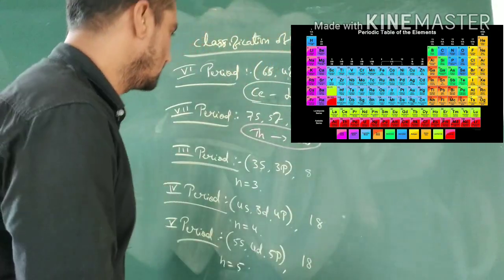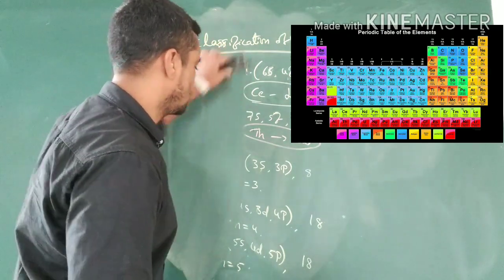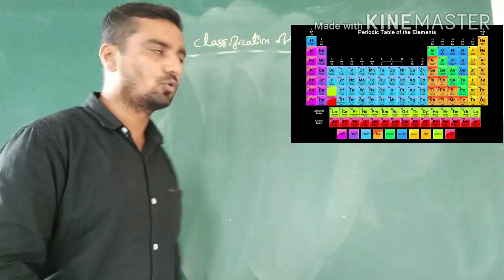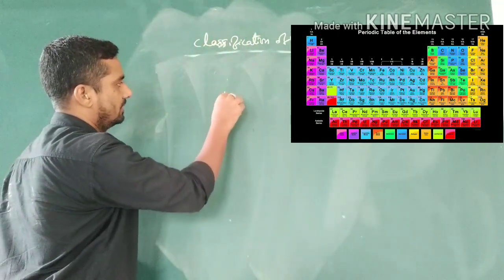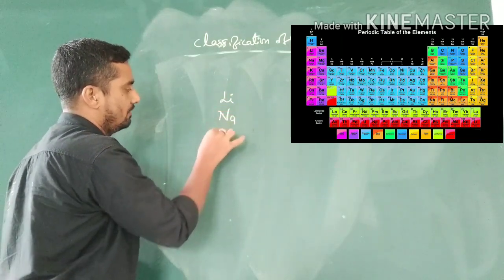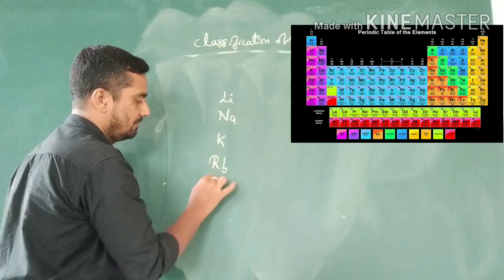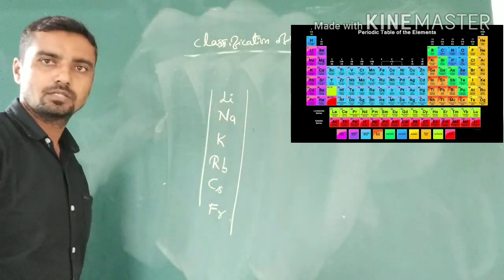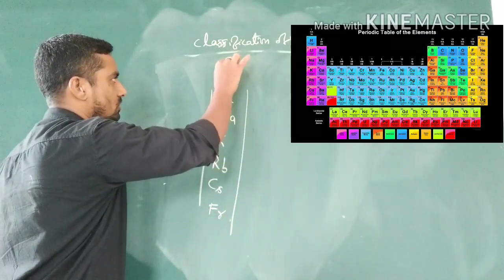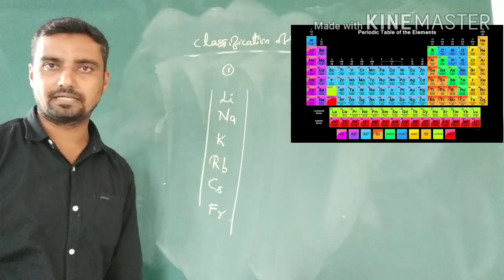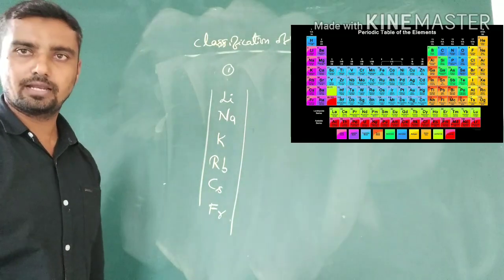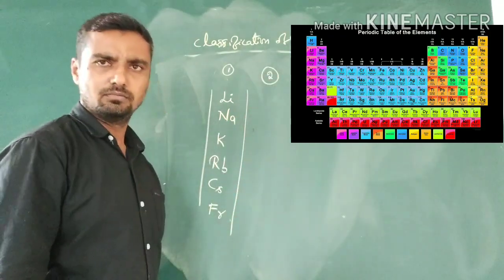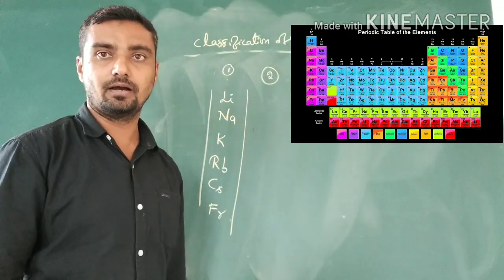So come to the groups. In group 1, for example, we have lithium, sodium, potassium, rubidium, cesium, and francium. This is called the first group elements. The first group elements are called alkali metals, and the second group elements are called alkaline earth metals.